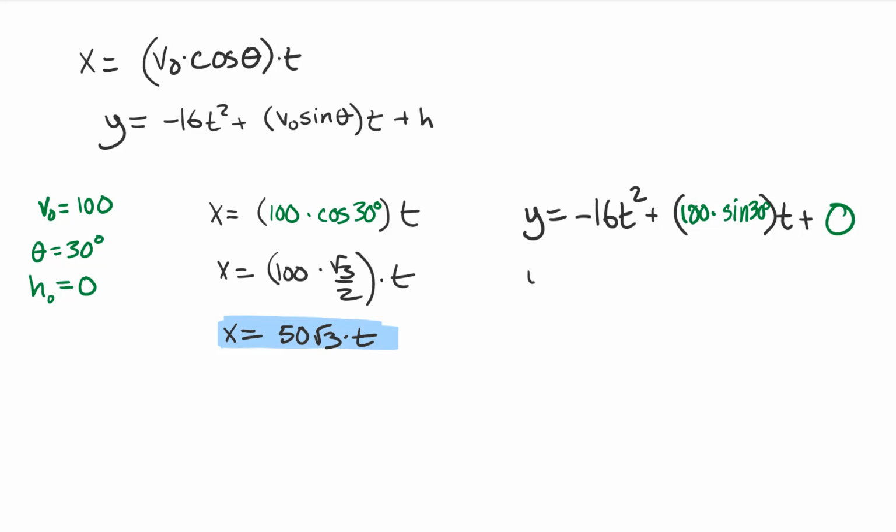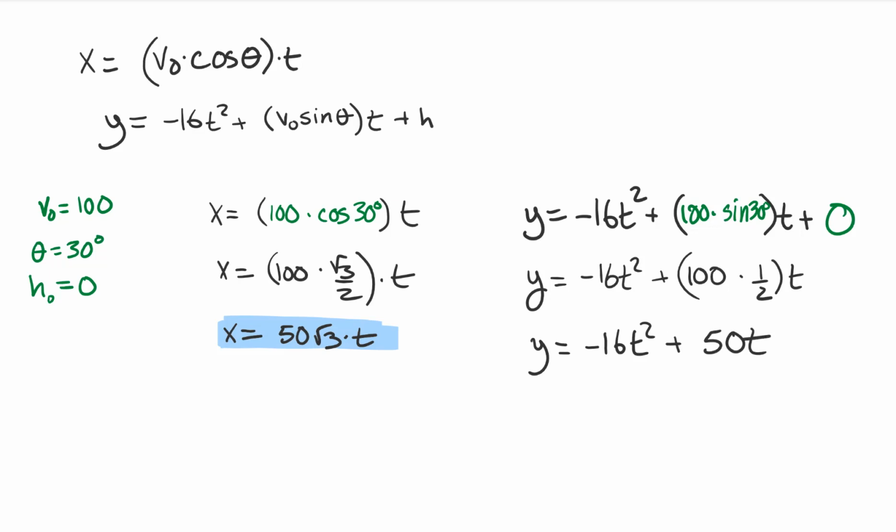Cool. Let's clean it up and solve. And let's get it ready because we're going to need to use these in the next parts. So negative 16t squared plus, that's 100 times, what's sine of 30? I think that's a half. So y is equal to negative 16t squared plus half of 100 is 50 t. And bang, we did it.